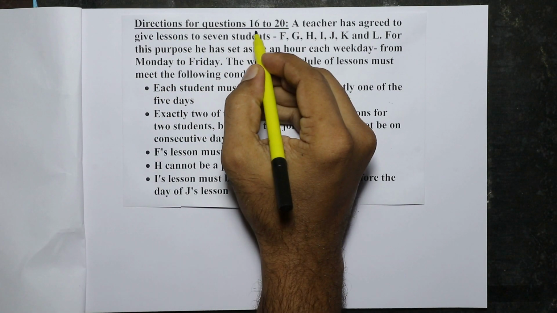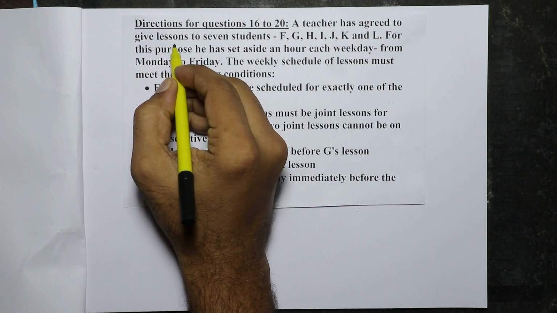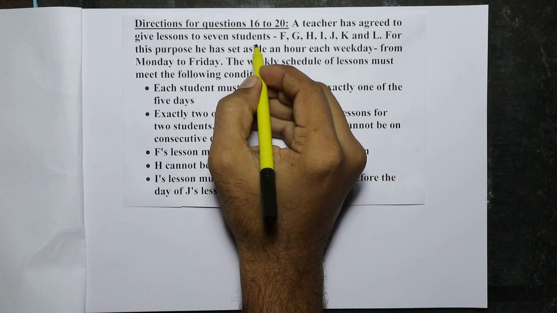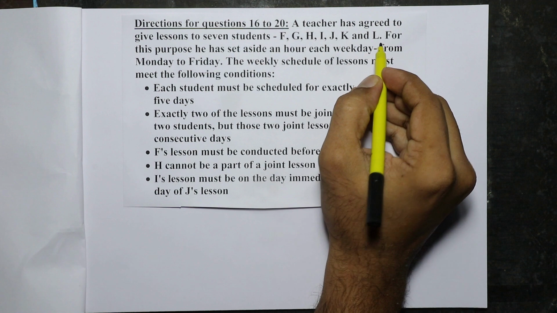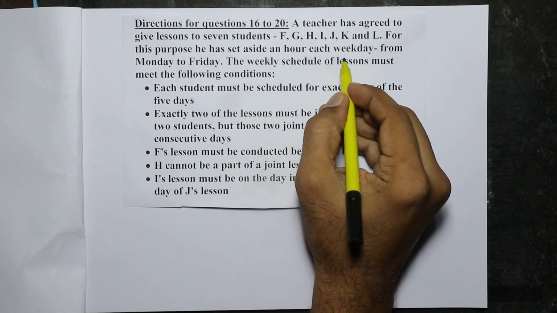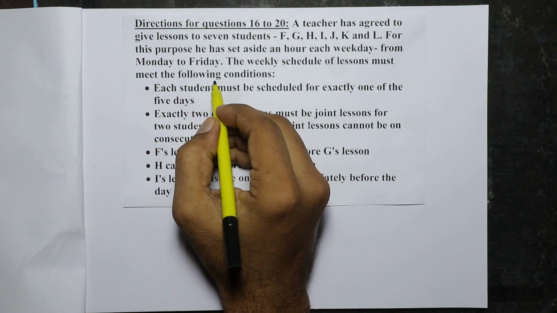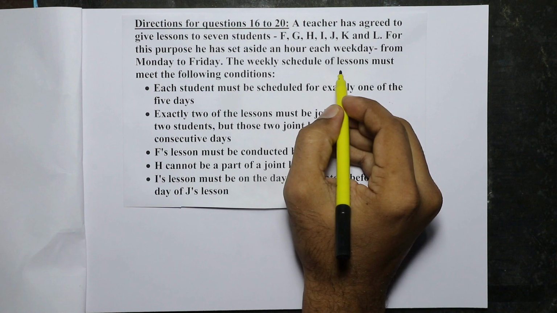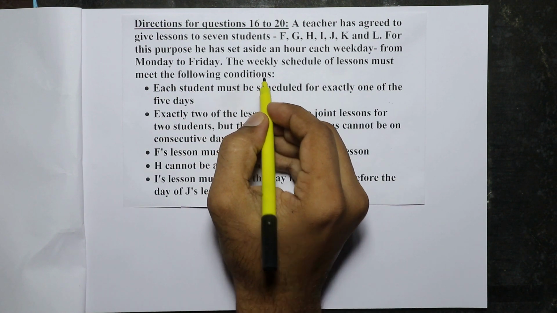Directions for questions 16 to 20. A teacher has agreed to give lessons to 7 students F, G, H, I, J, K, and L. For this purpose, he has set aside an hour each weekday from Monday to Friday. Monday to Friday means 5 days. The weekly schedule of lessons must meet the following conditions.